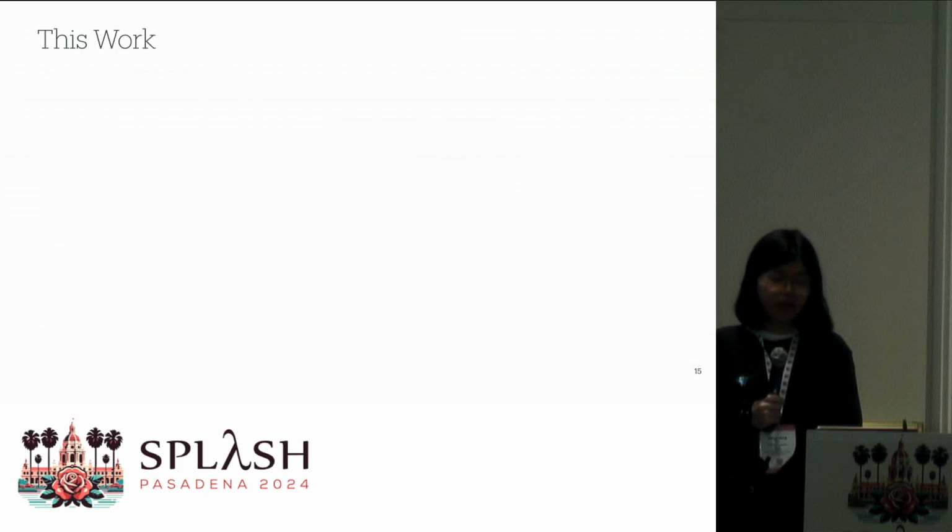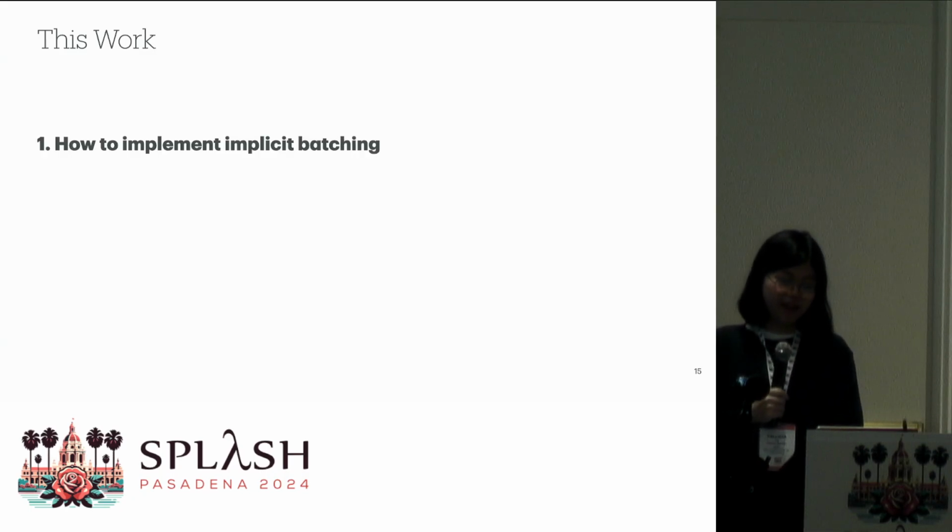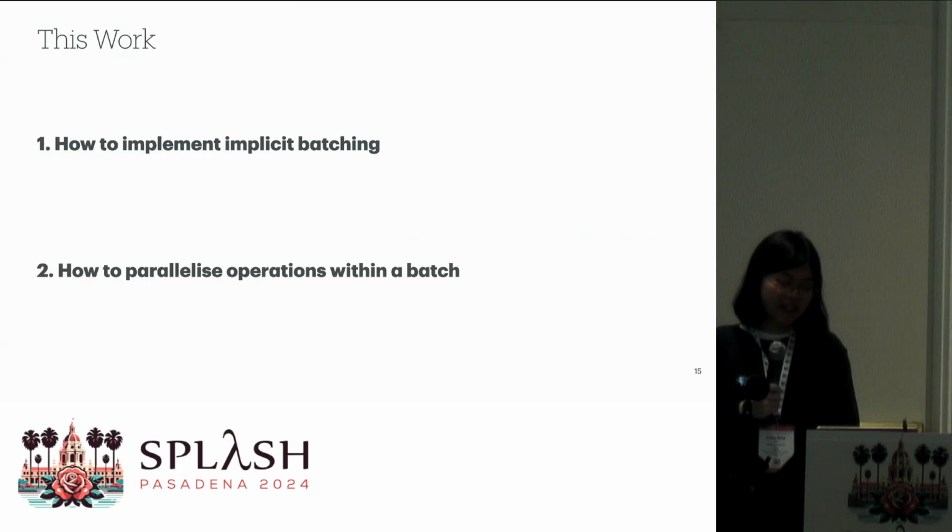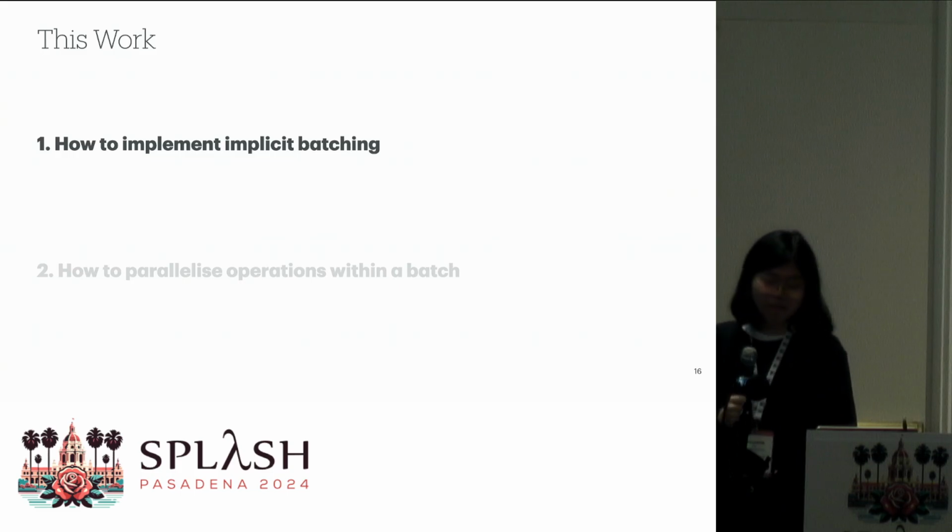And so that is one of the main questions that we are trying to answer in this work. How to implement implicit batching. That's what we call making the batching transparent. And second, how to parallelize operations within a batch. Because while it's nice to have the intuition that handling a batch of known operations is easier, we still need to actually figure out how to do that. So let's start with the first question.